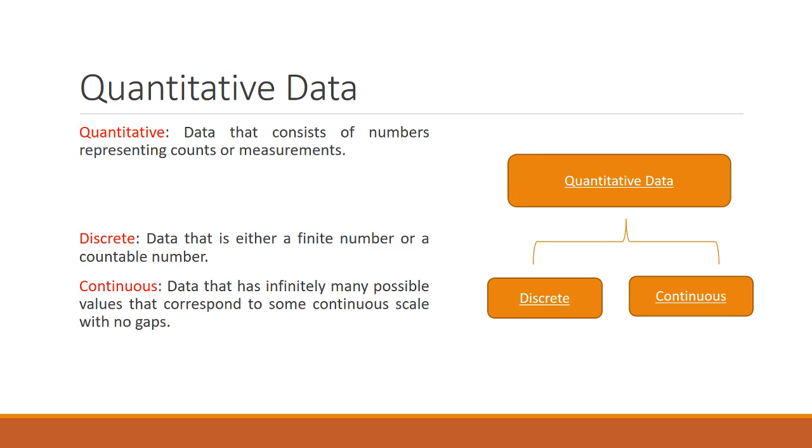Okay, what about quantitative data? I already alluded to this earlier, but let's look at it again. Quantitative data is data that consists of numbers that represent counts or measurements. It comes in two categories: discrete and continuous. Discrete data is data that's either finite in number or is countable. Continuous data could, theoretically, take an infinite number of possible values that fit within a particular range of values.